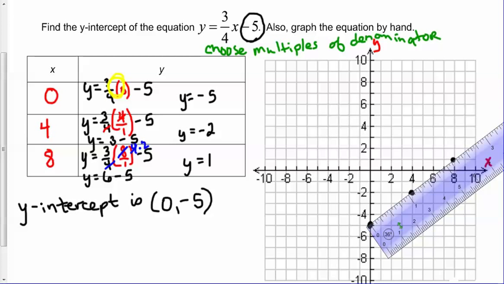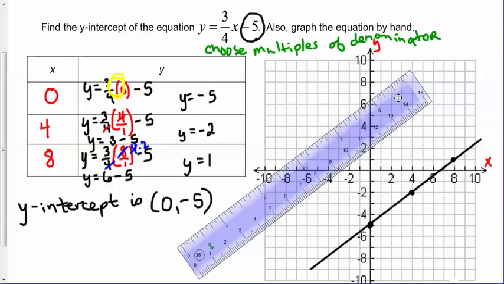I'm going to take my pencil. I'm going to draw my line all the way along there, right through the middle of those points. I don't want it to go beside them. I want it to go right smack dab through the middle of them. Now I'm done with my straight edge, so I can get rid of that.